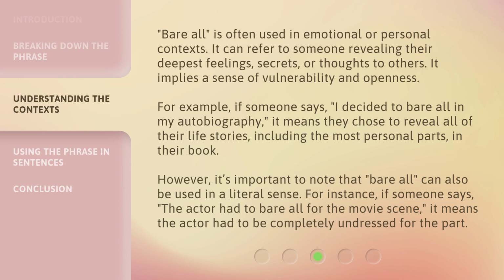However, it's important to note that "bear all" can also be used in a literal sense. For instance, if someone says, "The actor had to bear all for the movie scene," it means the actor had to be completely undressed for the part.